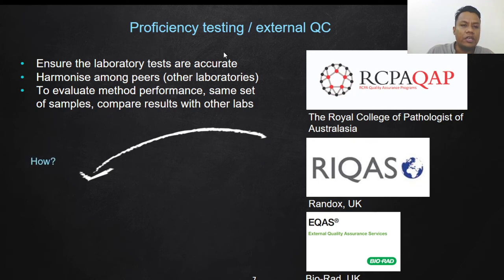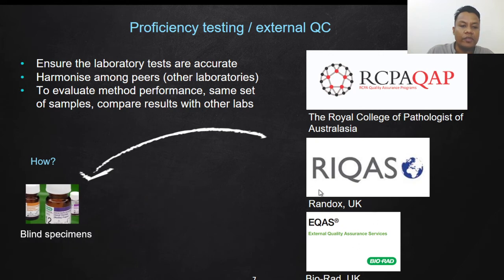How is proficiency testing performed? First, the organization sends us the blind specimen. I mean, they will give us a few samples which are identical to patient samples, but we will not know the value. It is a blind sample, we do not know whether it is a normal sample or pathological sample, whether it will be giving a high, normal or low value.